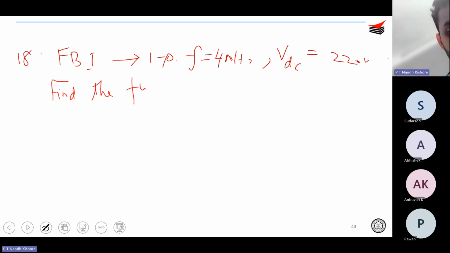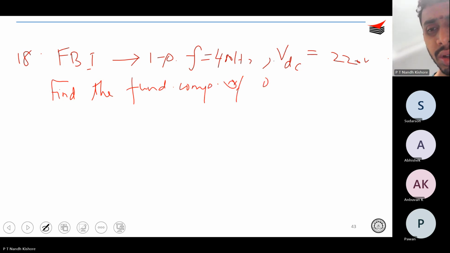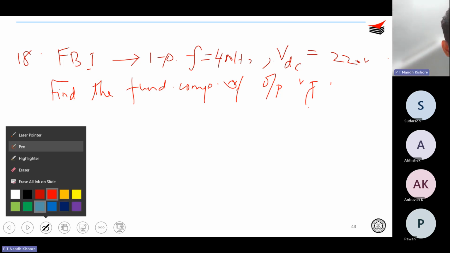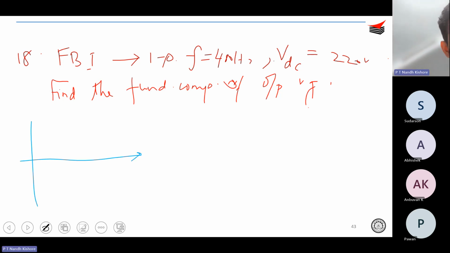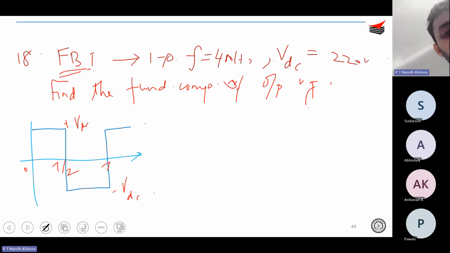fundamental component of the output voltage. Okay. So simple, right? I think by now you'll be masters. So for a single phase full bridge inverter, the output voltage is something like this. Correct? So this is T by 2, T. This is plus VDC and this is minus VDC, right? Single phase full bridge. It's not a half bridge. If it was half bridge, it would be VDC by 2.